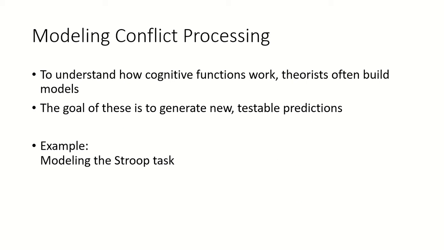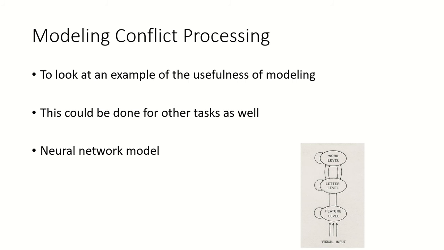Oftentimes cognitive psychologists and theories build models, and then the point is to generate new testable predictions so that you can actually test the models. And in this particular example, we're going to see an example of modeling the Stroop task and see if we can learn anything about how the brain actually works. Now, we've already seen similar examples of this, so this is really meant as an example of how modeling can be useful. It can be done for other tasks as well.